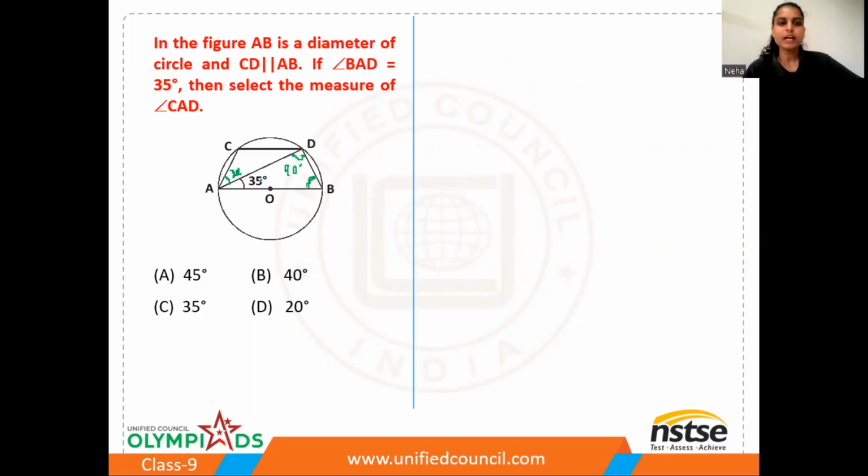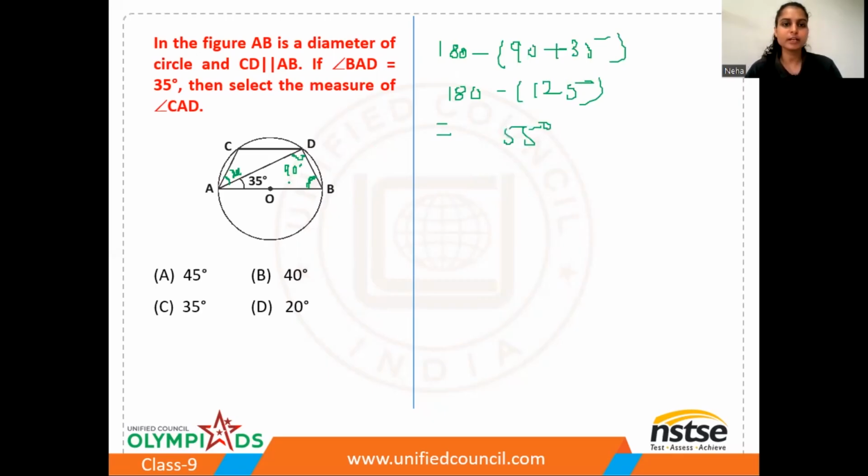Now, if this angle is 90 degrees, then what about this angle, students? Because this is 90, this is 35. So this angle B must be equal to 180 minus (90 plus 35), so 180 minus 125, that means 55 degrees. So this angle is now equal to 55 degrees. Now we have all the angles of this triangle.